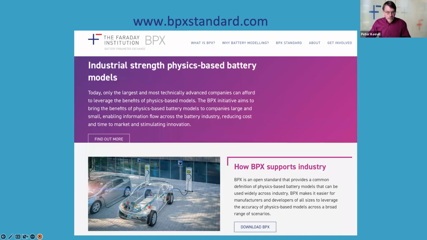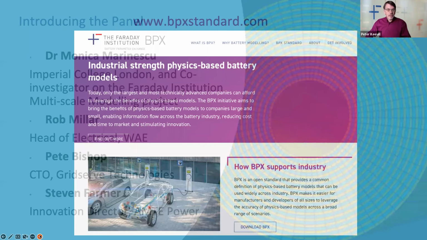Meanwhile, we here today are going to pull back on that question of what can industry benefit from much more widespread use of physics-based modeling? And to that end, I'd like to introduce our panel.